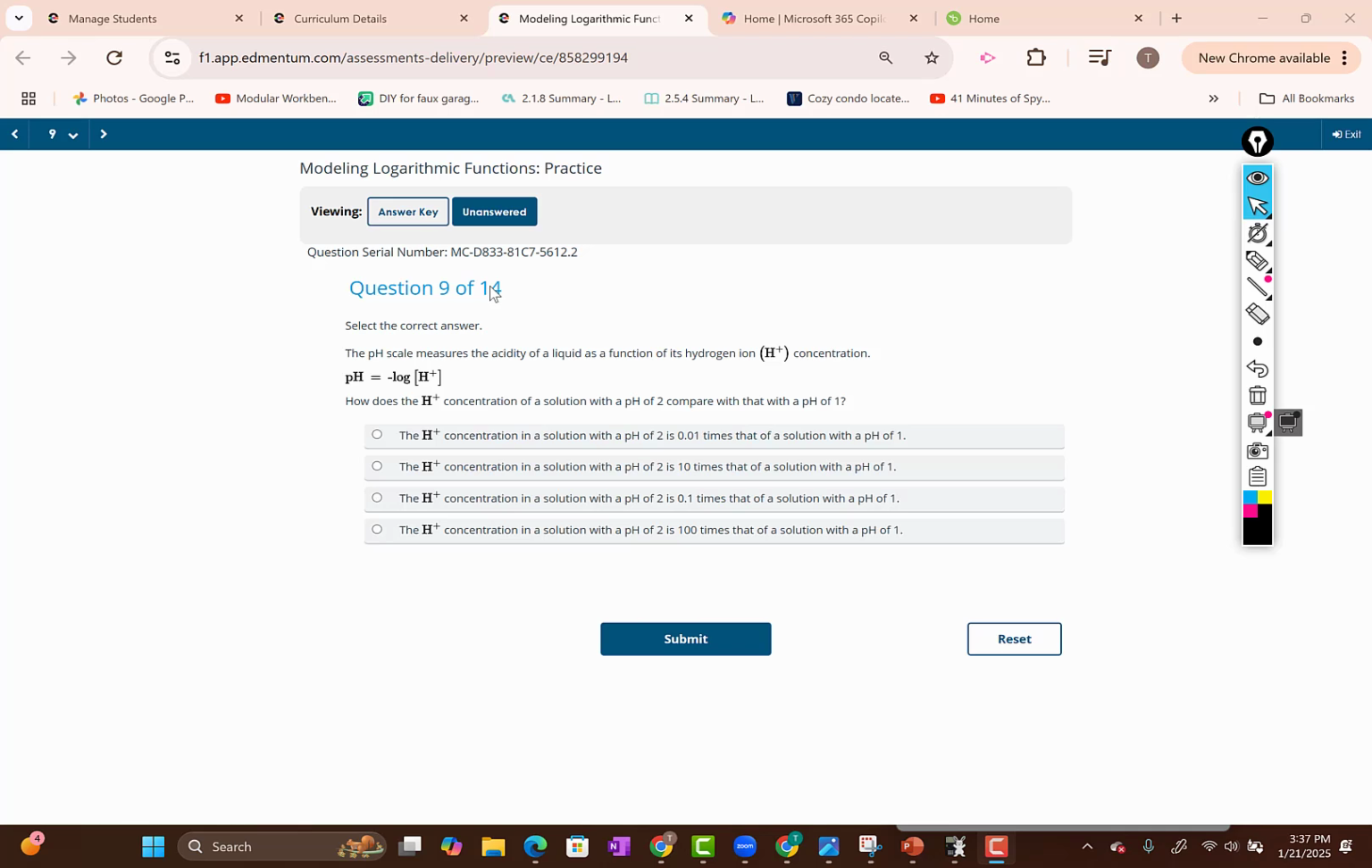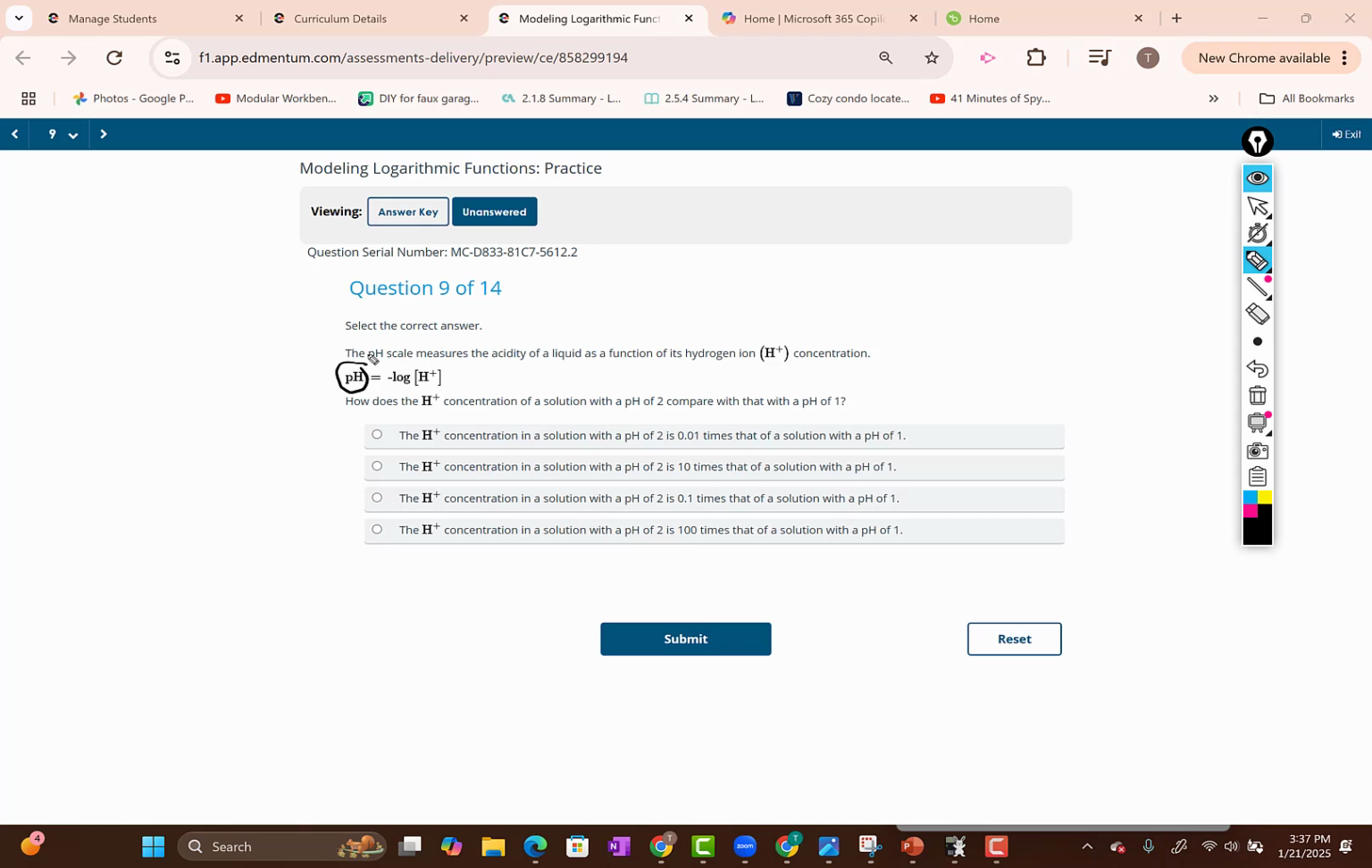All right, question 9. Select the correct answer. The pH scale measures the acidity of a liquid as a function of its hydrogen ion concentration. So they give us this ugly looking formula. The question says, how does the hydrogen concentration of a solution with a pH of 2 compare with that of a pH of 1? Couple things to point out here right off the bat that confuse folks.